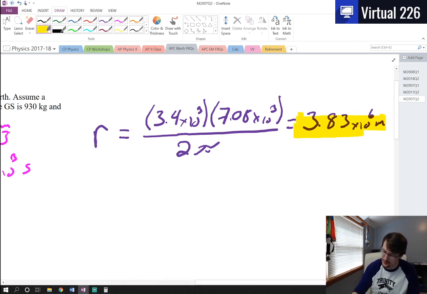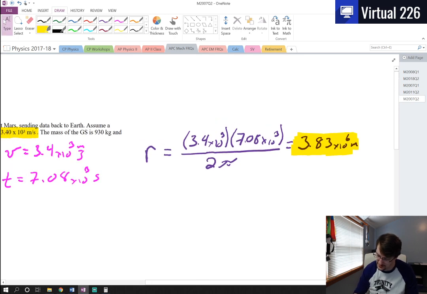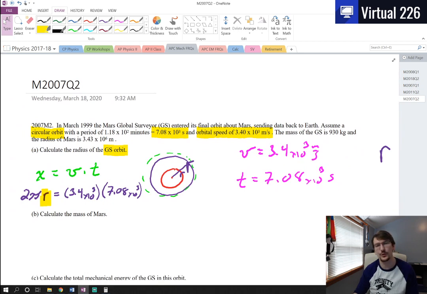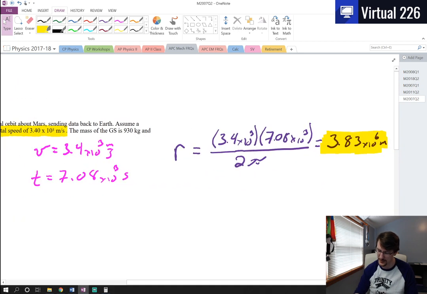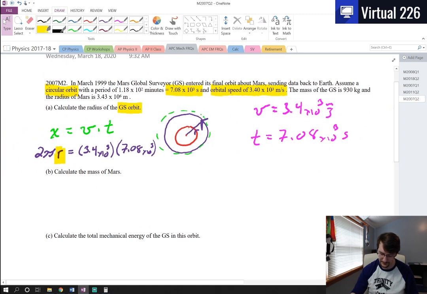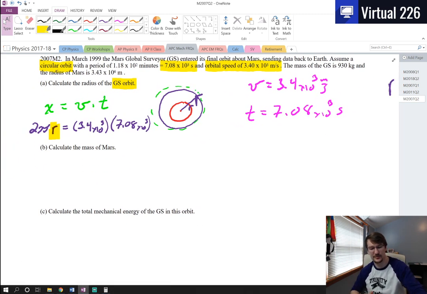You can check if this answer is right or wrong very easily. It is 3.83 times 10 to the 6th meters, and the radius of Mars is 3.43 times 10 to the 6th. So this radius is larger than the radius of Mars, which means it is orbiting the planet. If we had a value less than the radius of Mars, we'd be into the planet, which means we'd be destroyed. So this is nice. It's a good answer. Now we have to calculate the mass of Mars.